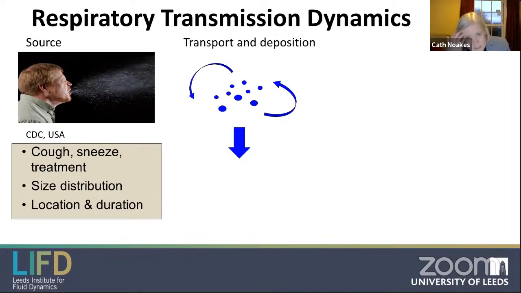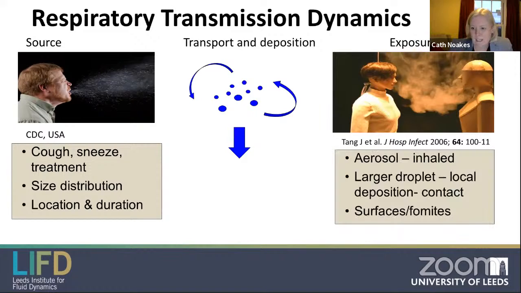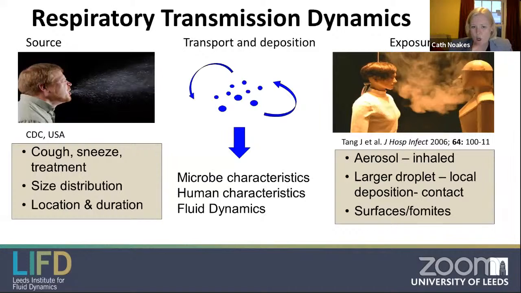Once that virus is emitted into the air, it gets transported through the environment, and depending on the particle size, we'll get certain transport in the environment or we'll get some deposition. And then eventually people are exposed to that, and they will be exposed, as mentioned already, through inhalation, through local deposition, and through surfaces and fomites. This whole process is really complex, so it depends on the microorganism, depends on the behavior of people, and my world, which is fluid dynamics, it depends on the fluid dynamics of the aerosolization, the transport, and the exposure.